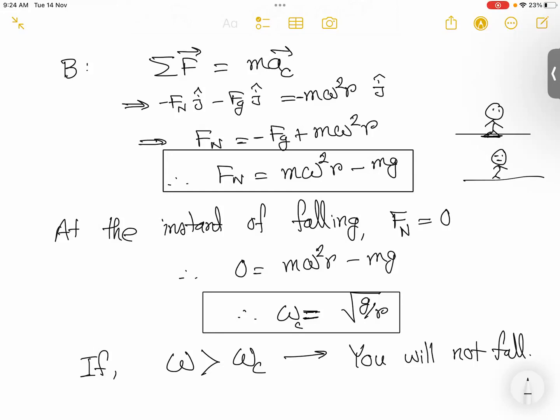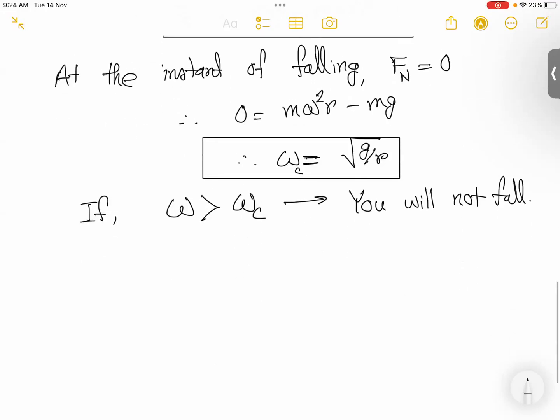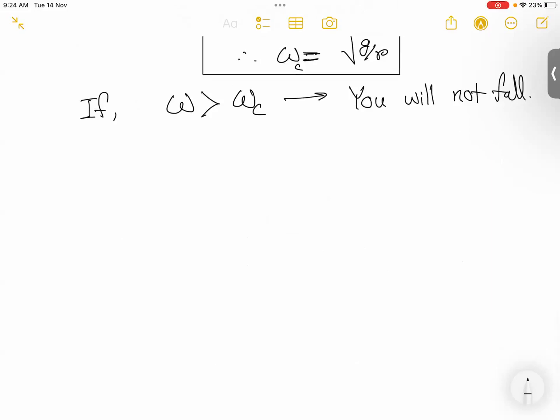Is it okay? Yeah, I got it. So if your angular velocity is greater than this minimum angular velocity, then you'll not fall even at the top position. And this is the same case as a water bucket problem.